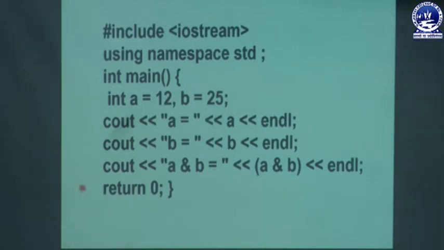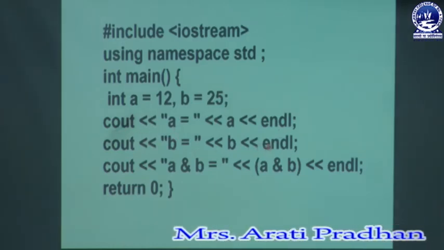Now, I am going to represent the bitwise AND operator by using a program. #include <iostream>, using namespace std. You know what the meaning of this is. Then int main. Yes, I may write this program by using class and object, but for simplification I have used only the main method here. I have used int a equal to 12, b equal to 25. You may use these two statements or you may not, that is not an issue.